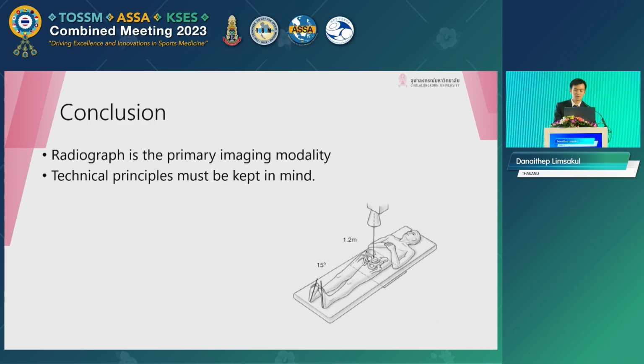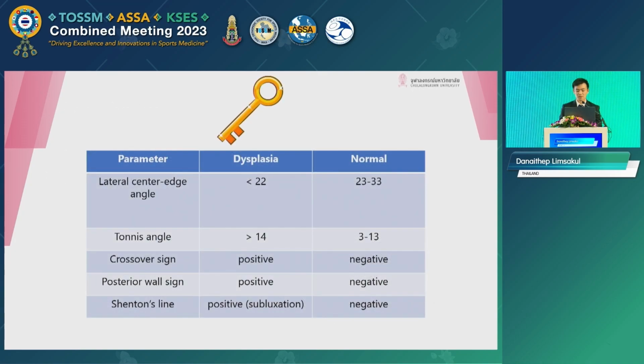Okay, so in conclusion, I think the key here for the radiograph is probably the position. And of course, we all know that radiograph is the primary imaging modality. So I think we should all pay attention to the position and interpretation of the X-ray film. And of course, all the technical principles that I've said previously must be kept in mind for accurate measurement and interpretation. And here are the parameters again, which I have shown previously.